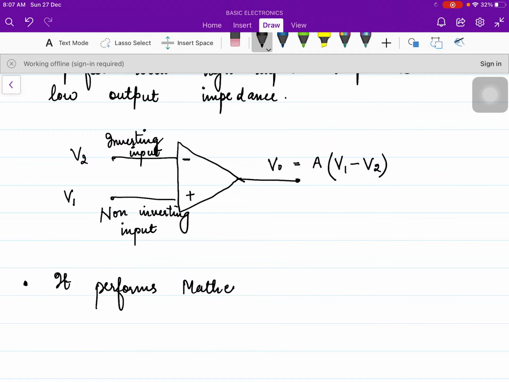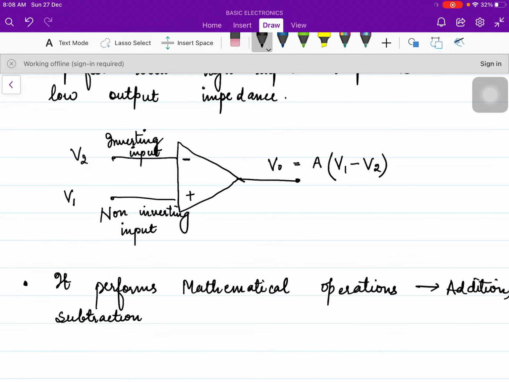Mathematical operations means addition, subtraction, differentiation and integration. So it performs addition, subtraction, differentiation and integration. So these mathematical operations can also be performed by this op amp, and that is why it is called operational amplifier.